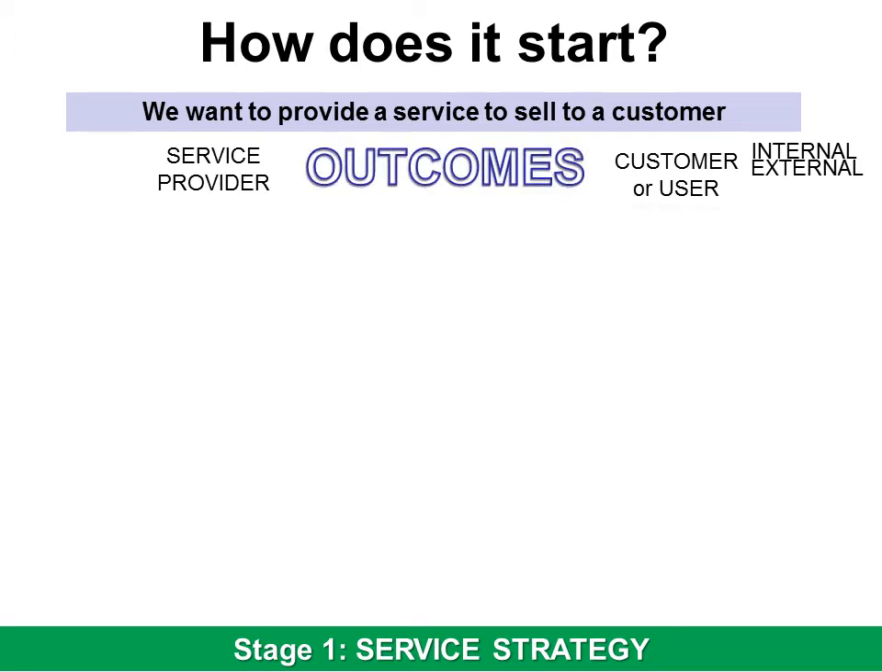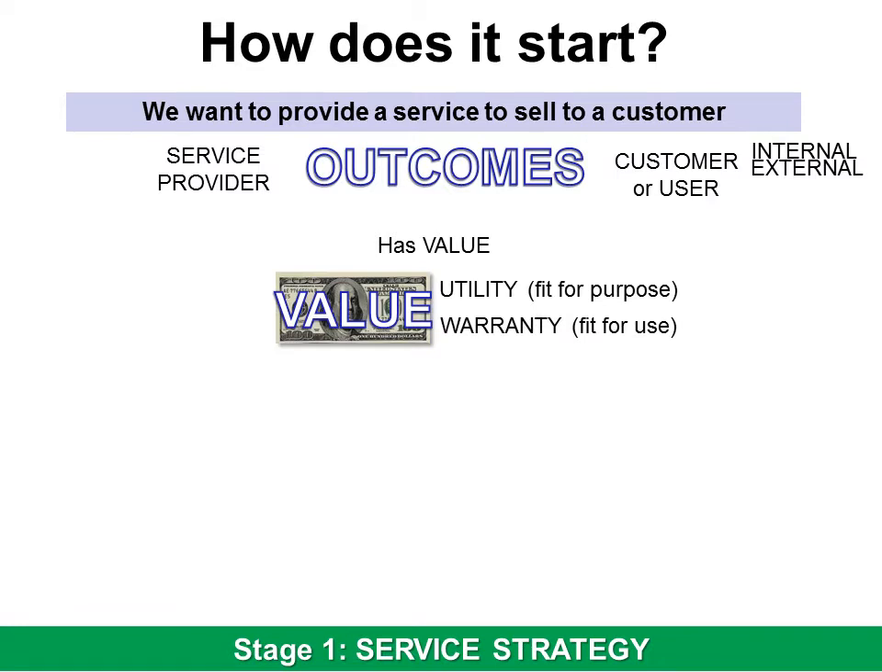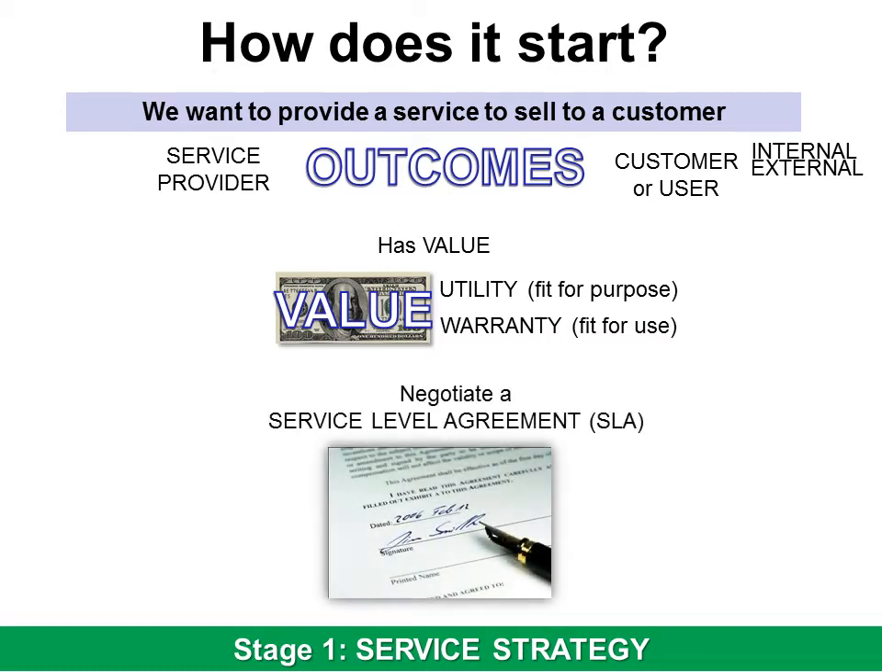And then we provide outcomes. Now sometimes it might be a platform, it might be an application, it might be a product, but whatever it is, we call them outcomes. And those outcomes must have value. Value to the customer. What does value mean? It has 2 very particular parts. It must have utility. That means it's fit for the purpose it was designed for. And it must have warranty. That means it's fit for long-term use. And to do that, we negotiate a service level agreement. This is an agreement between the customer and the service provider saying this is what we're going to provide.